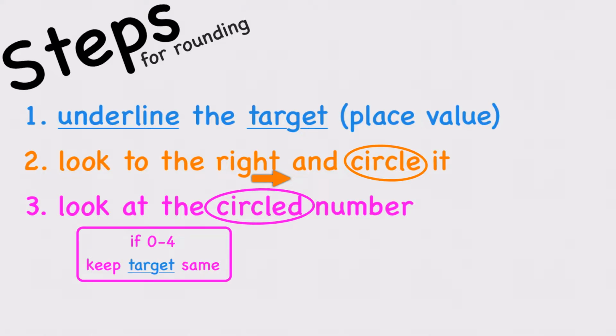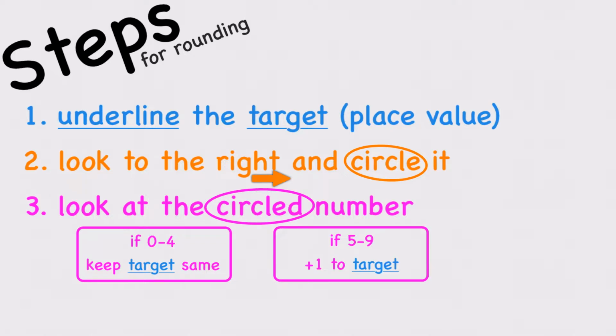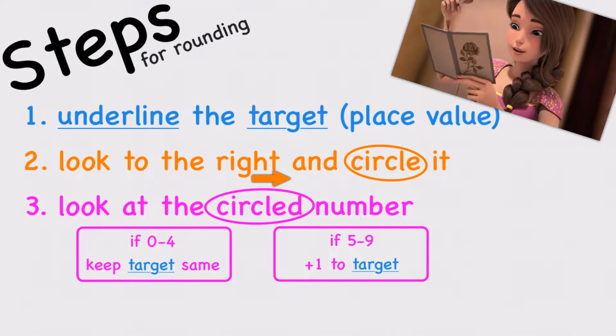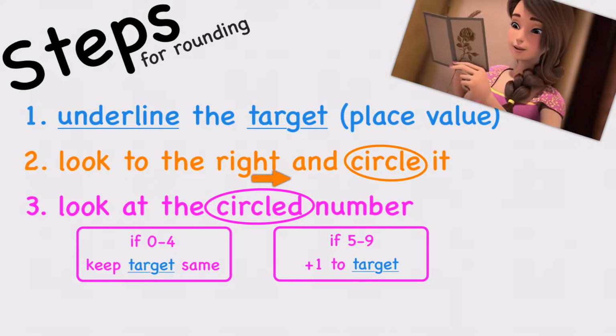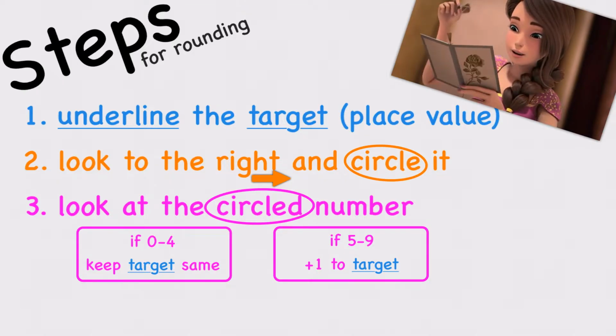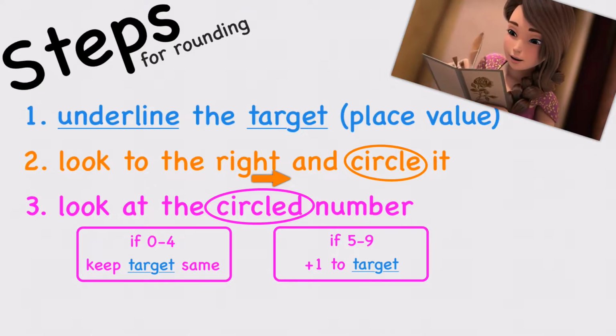And if that circled number is 0 to 4, you're going to keep the target the same. And if that circled number is 5 through 9, you're going to add 1 to the target. And again, make sure you pause the video and get all of this written down because we're going to use it for our examples and for your assignment today. So now let's do some examples together.